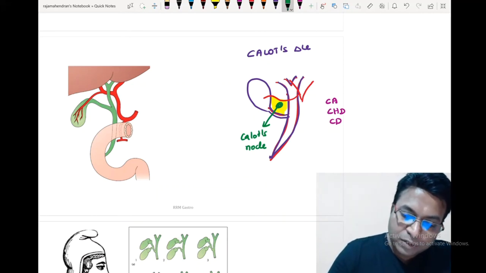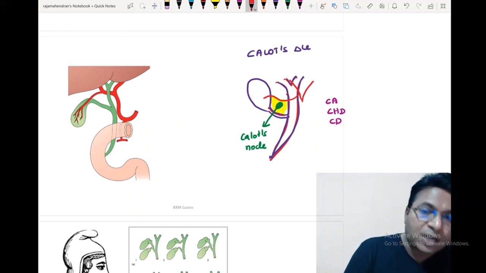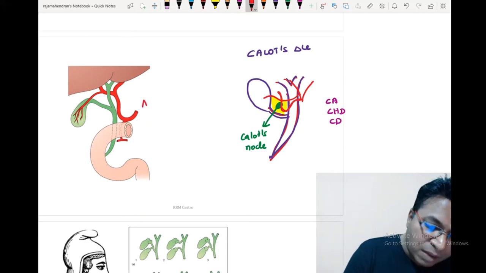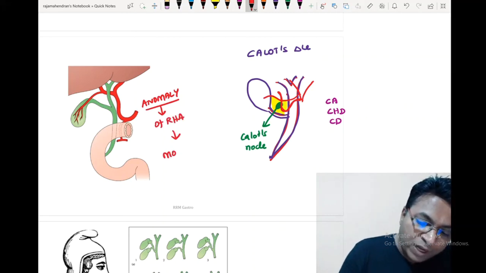Just observe. So this is Calot's node. So in this first image, what is shown here is, instead of the cystic artery turning, the right hepatic artery is turning and going inside. What is this anomaly? This question is an FMG, NEET PG, AIIMS question. This anomaly of the right hepatic artery is known as Moynihan's hump.